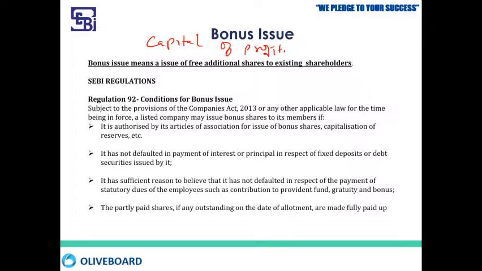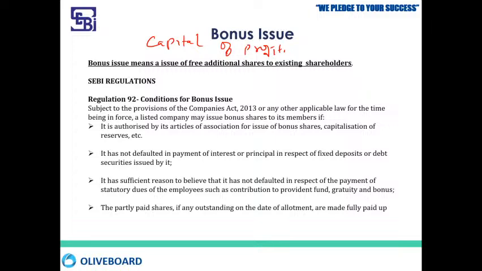Now, I just extracted this. You can study it in your study material. I've given the entire scenario, but in this class I'm just explaining a few important regulations that SEBI has given. Apart from the Companies Act 2013, SEBI also has given certain regulations for bonus issue.